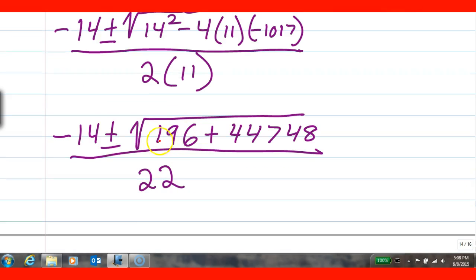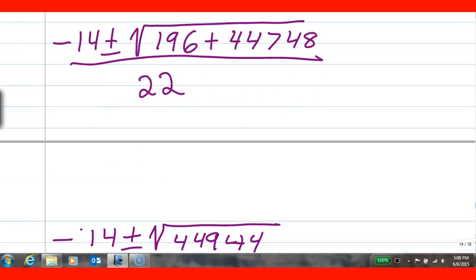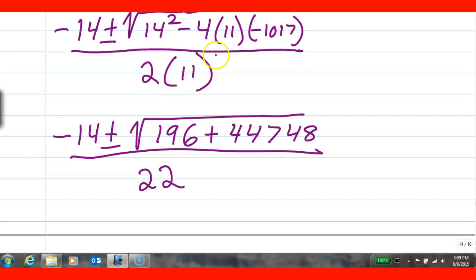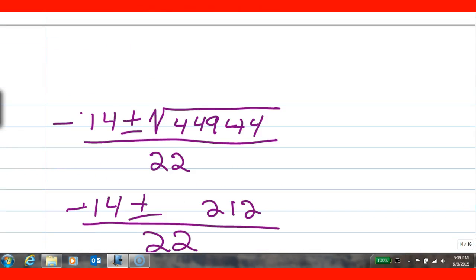So 14 squared is going to be 196, and then a 4 times an 11 times a negative 1017, I'm going to take this negative to make a positive, is going to create 44,748. So now I can sum these two center numbers together. Also I took the 2 times 11 to make the 22. So I'm going to sum them together and I end up with the square root of 44,944. The square root of 44,944 is 212.